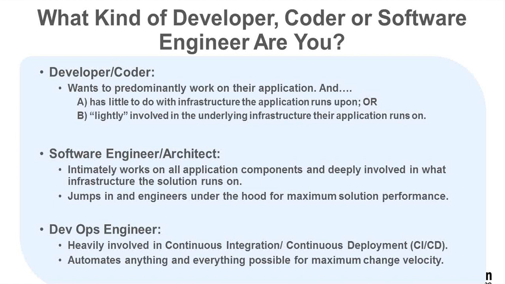So this essentially means that those engineers who automate everything and anything possible for maximum velocity of change could potentially be far more involved with the infrastructure than the coder developer who potentially is held back from being able to operate or control the infrastructure the code is running on. So ask yourself, which of these three are you?